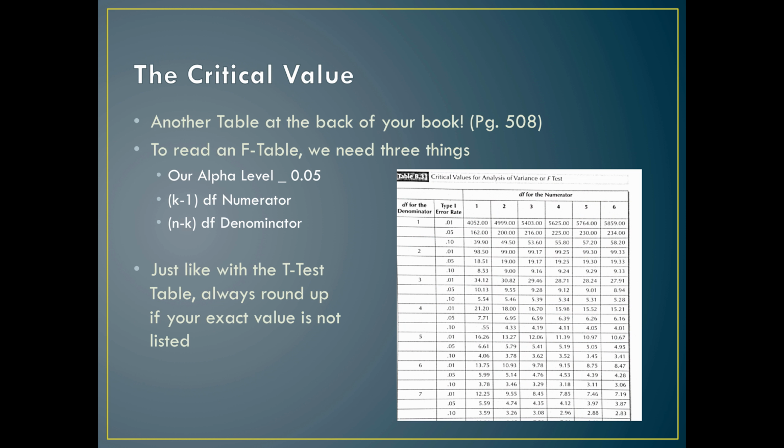Now this is your new F table. You can find this on the back of your book, and I will also post it on Titanium. And here the way you read this is you can see that you're having degrees of freedom for the numerator, that is that k minus 1, and degrees of freedom for the denominator, that is going to be your n minus k. And here you have the different alpha levels.